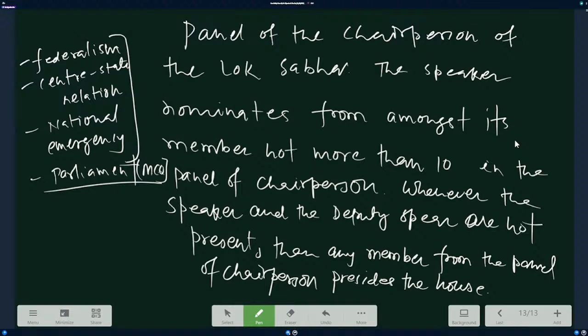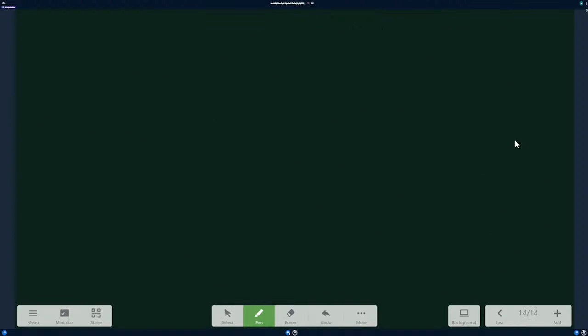चलिए अब थोड़ा सा प्रोटेम स्पीकर लिखिए. क्या है प्रोटेम स्पीकर? प्रोटेम स्पीकर.